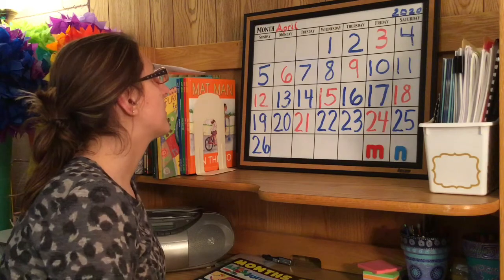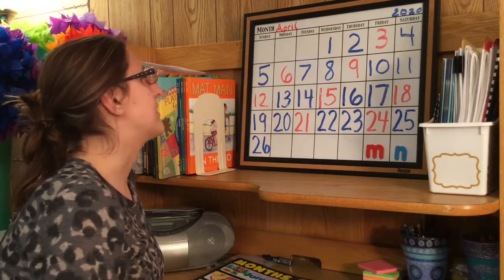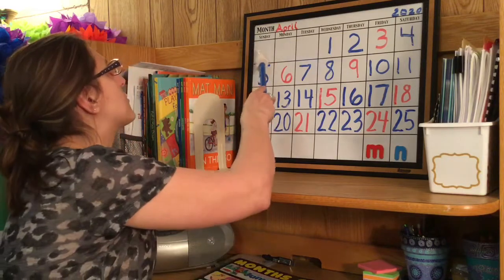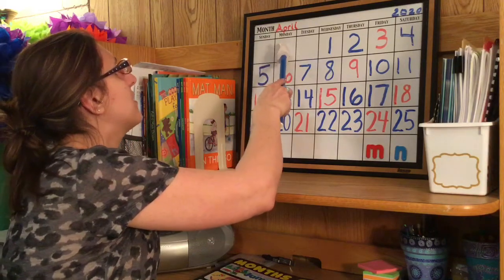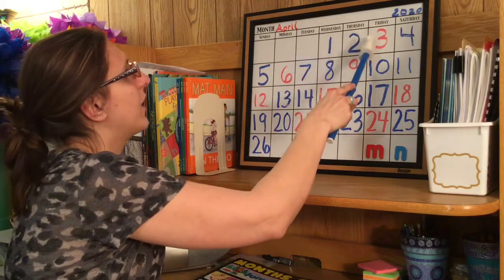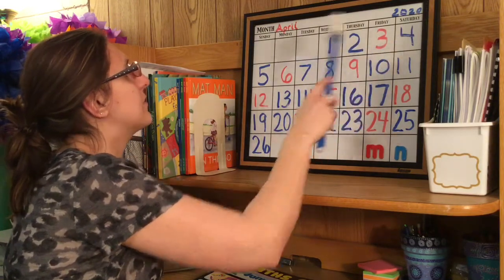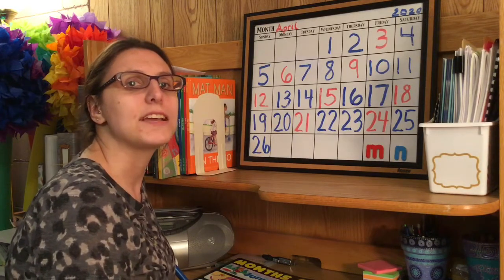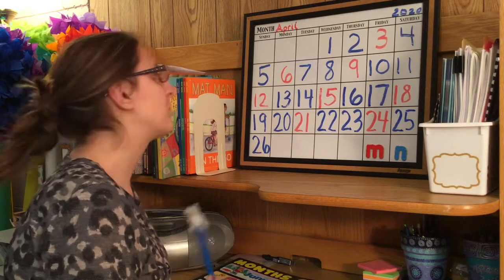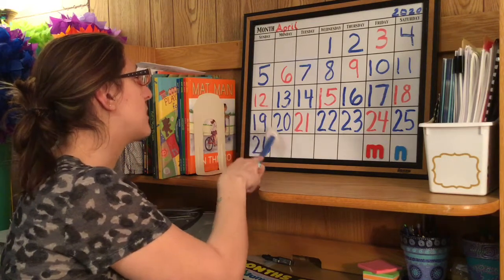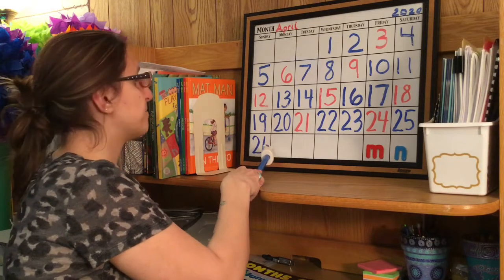Days of the week. There's Sunday and there's Monday, there's Tuesday and there's Wednesday, there's Thursday and there's Friday, and then there's Saturday. Days of the week. So if yesterday was Sunday, today must be Monday.